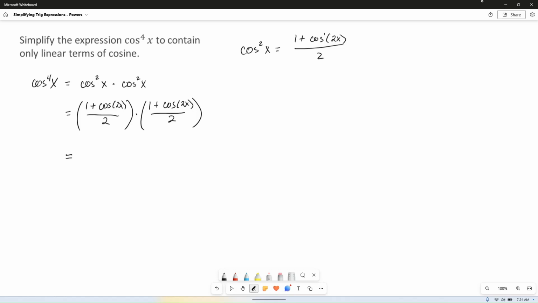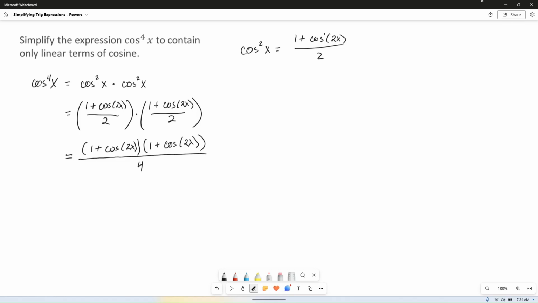So in the numerator, I have the quantity 1 plus the cosine of 2x times the same quantity, 1 plus the cosine of 2x. And I'm going to need to FOIL that. And it's all divided by a 2 times a 2, which is a 4.